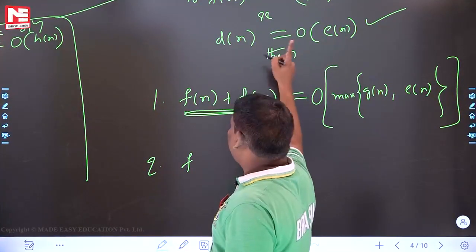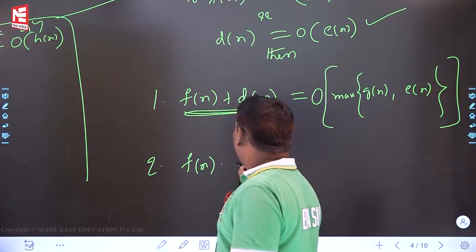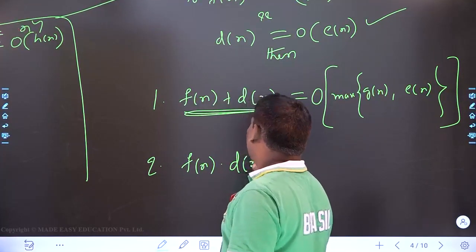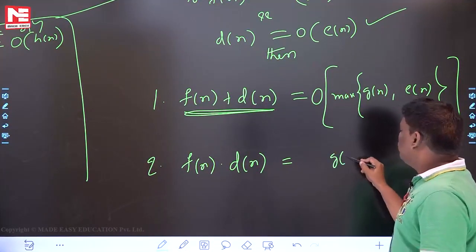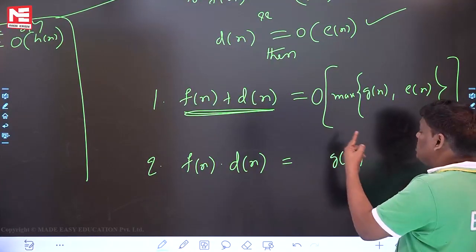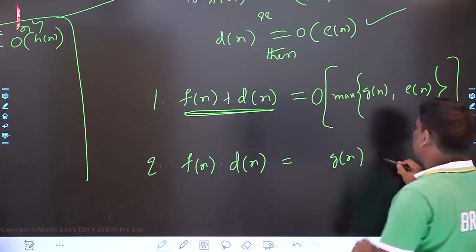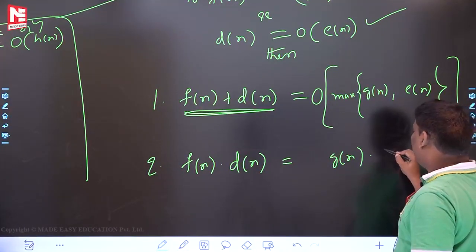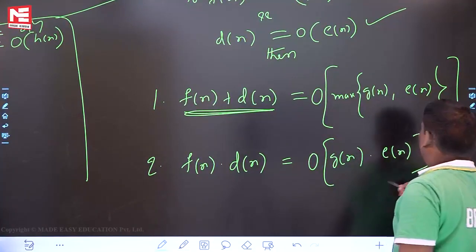F upper bound g, d upper bound e, it's okay. Then what about f of n into d of n? What is the answer? Since f is upper bounded by g and d is upper bounded by e, if you multiply on the left side, the right side also multiplies. So it is g of n into e of n, big O. Right? That is the answer.